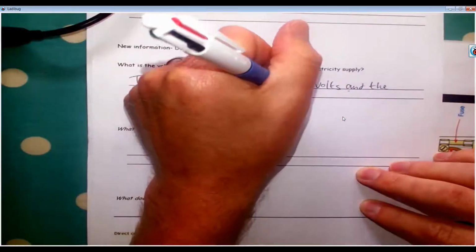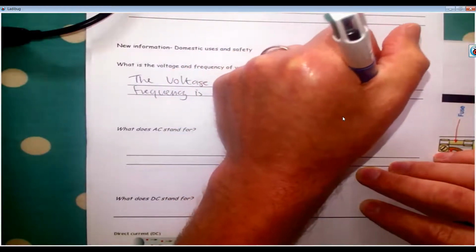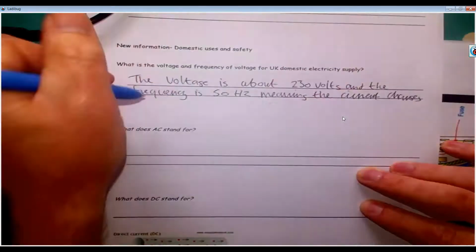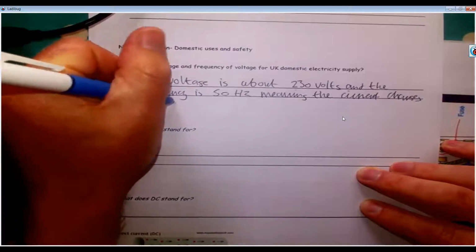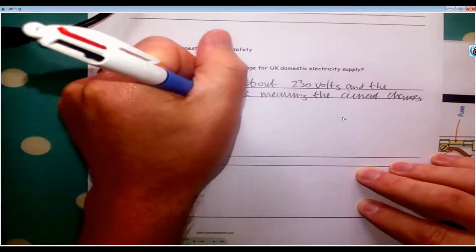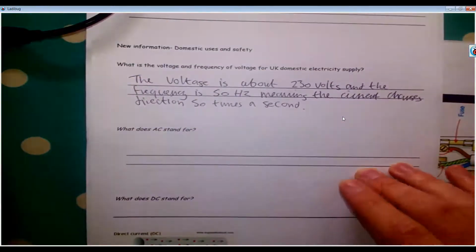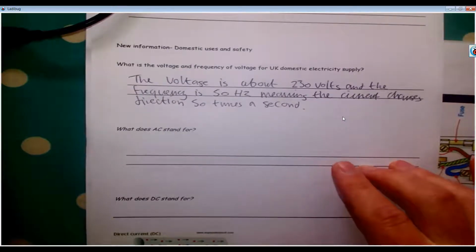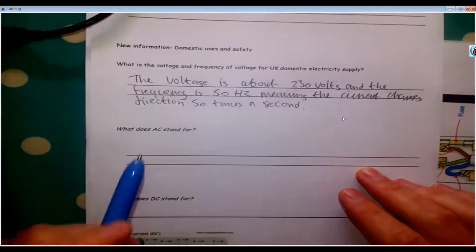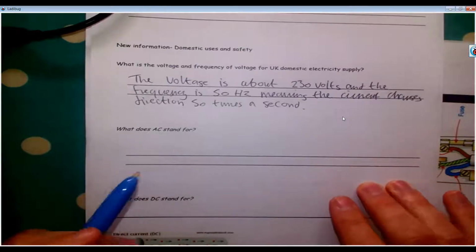meaning the current changes direction 50 times a second. So that's our normal mains voltage. It's going backwards and forwards 50 times a second, and it's alternating current. So next part of it, piece of information, what does AC stand for?